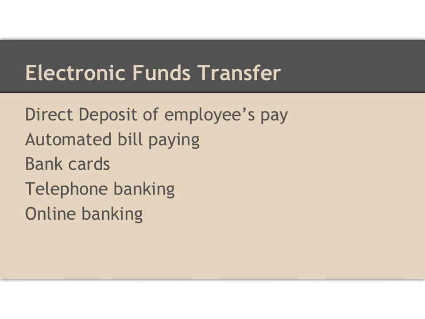We see electronic funds transfer in a lot of ways that we have become accustomed to. For example, direct deposit of an employee's pay. This is where the employer deposits the employee's net pay directly into their bank account. Automated bill paying, where the business is automatically drawing money out of your checking account. Now, you have authorized this, of course. They haven't just pulled your checking information out of nowhere. They are withdrawing money from your account automatically when the bill is due.